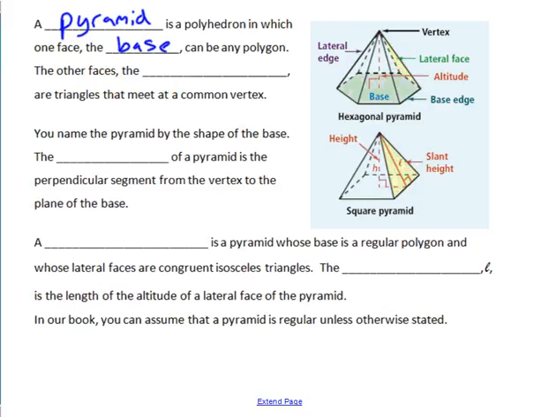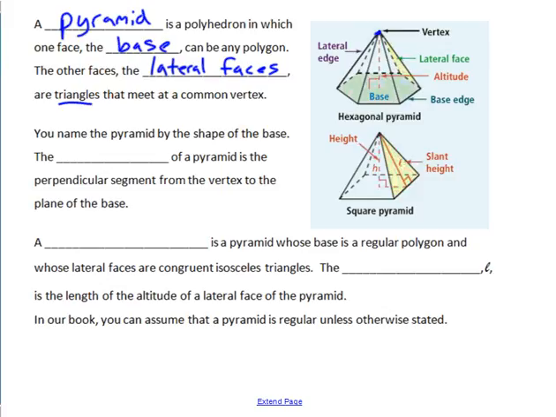The other faces are called lateral faces, like we talked about with lateral surface area. Those are all triangles, and they all meet at a common vertex at the top. The picture to the right helps us out here. You name the pyramid by the shape of the base.